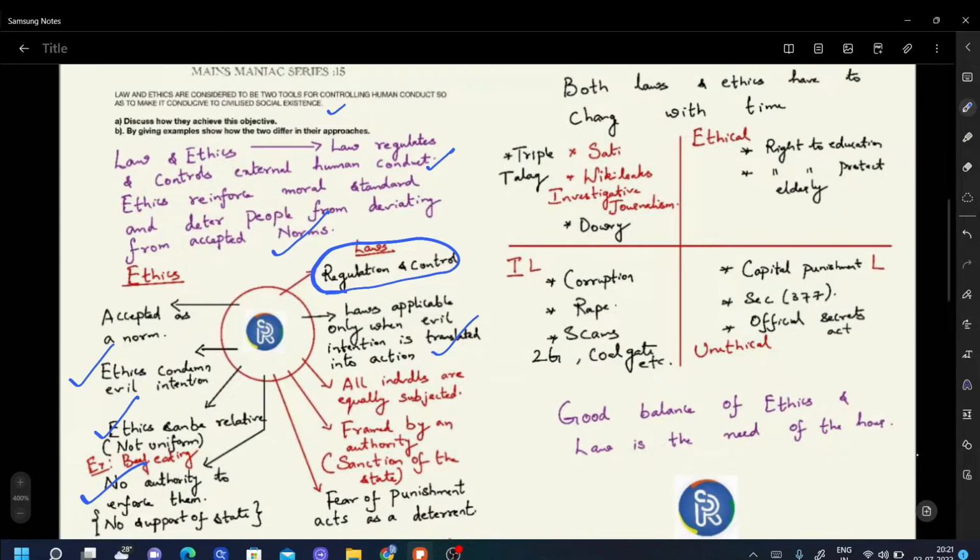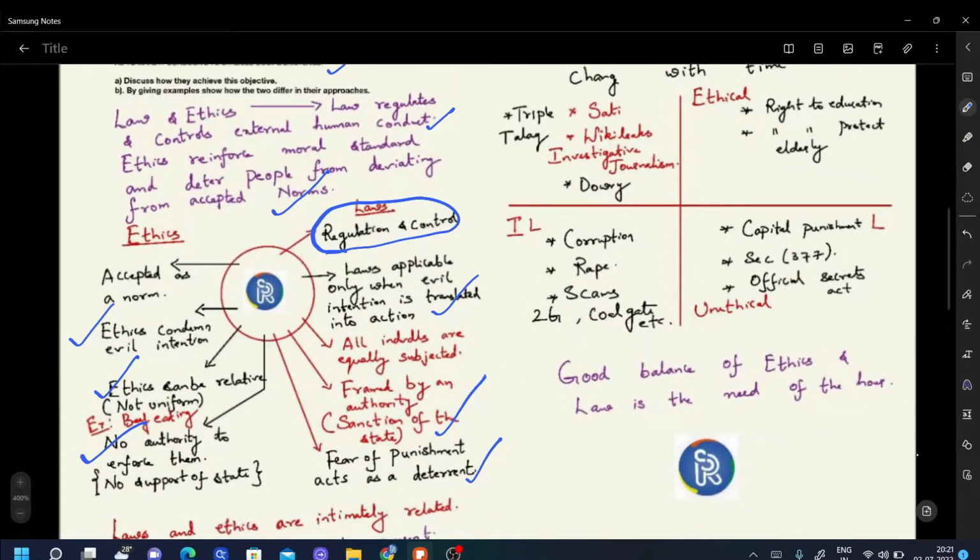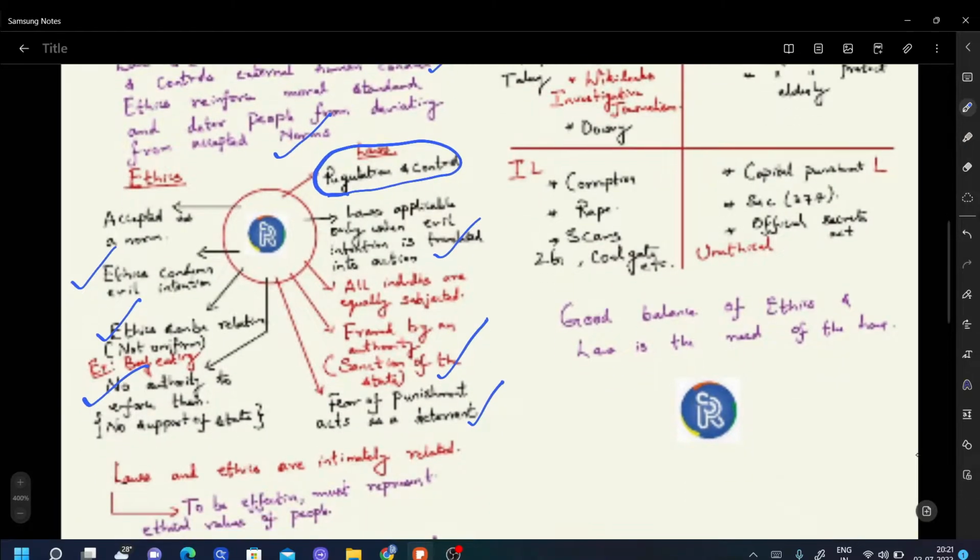But with laws, all individuals are equally subjected to law, and they are framed by an authority. When I say they are framed by an authority, that means they have the sanction of the state. When it comes to law, it is the fear of punishment that acts as a deterrent, unlike ethics. So this is the basic difference which we observe here.